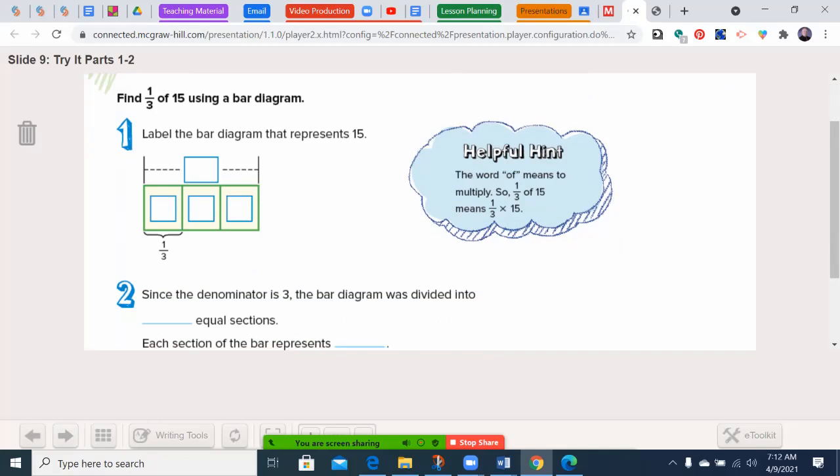Find 1/3 of 15 using a bar diagram. Before you start, helpful hint, the word of means to multiply. So 1/3 of 15 means 1/3 times 15. And I'll give you a little other hint. When you go to do these, 15 over 1 makes it easy. So what was my total that I'm multiplying by? 15. And there are 1, 2, 3 sections, and that's correct because there's 3 right there. What's 15 divided by 3?